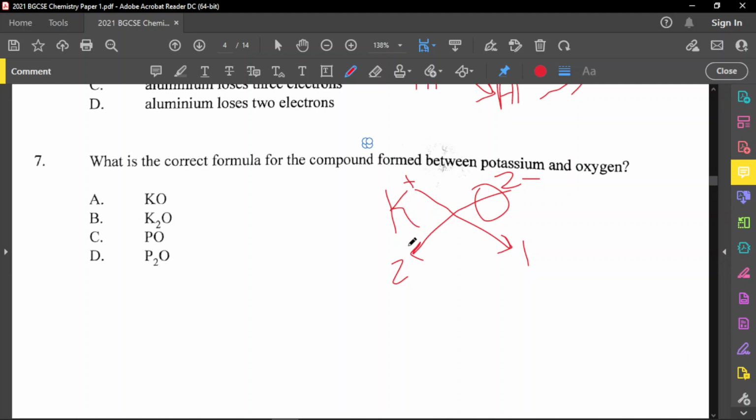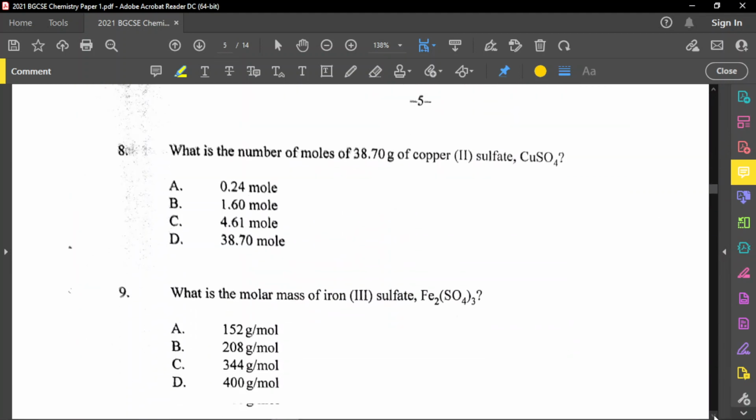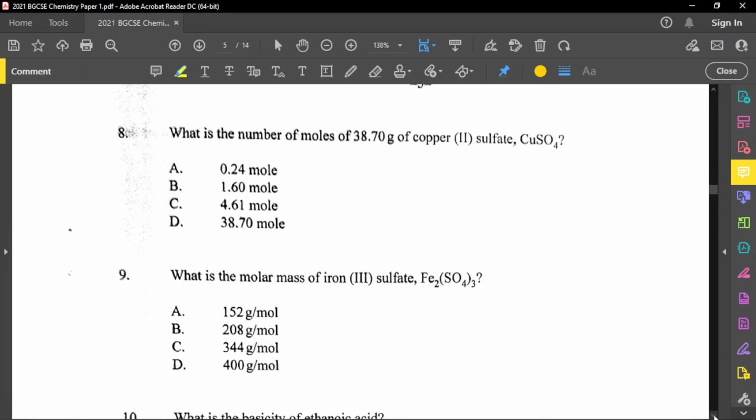So yeah, number 7 here, B is our correct answer, K2O. All right, so let's jump to the next question. Now, question number 8. We're going to roll through this a little bit fast. Let's see how fast we can go with this one.